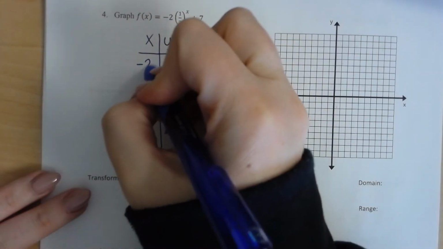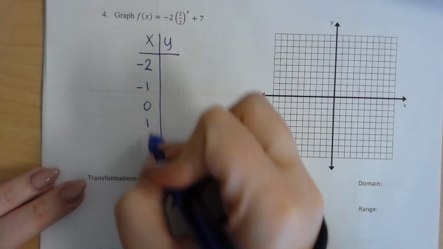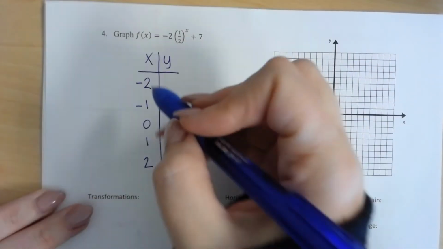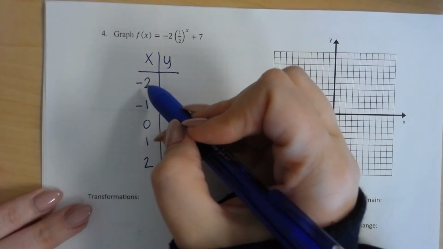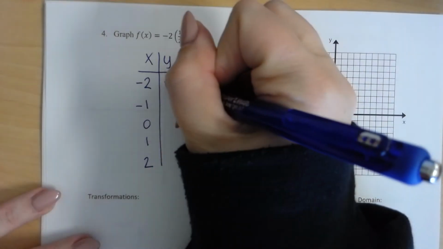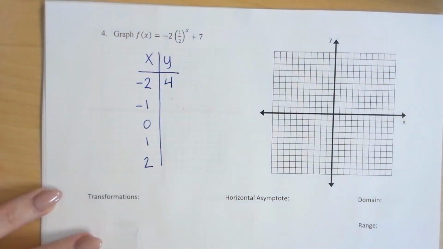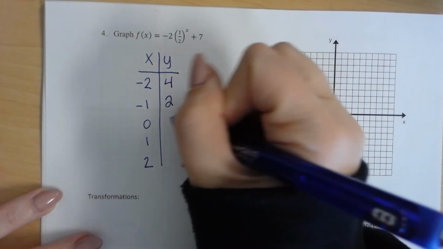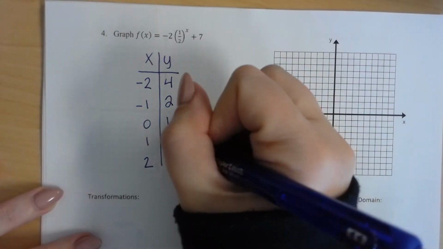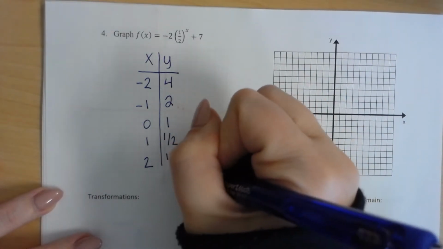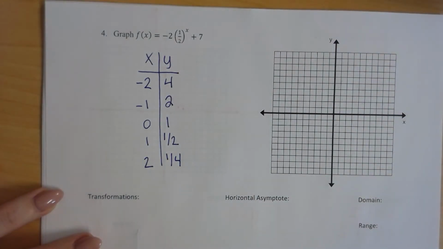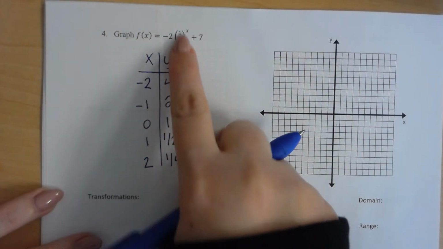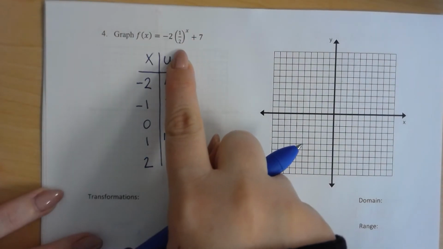So -2, -1, 0, 1, 2. Now because it's a 1/2, when I raise a 1/2 to the -2, that means that 1/2 is going to flip and we're actually going to get 4. 1/2 to the -1 would be 2. 1/2 to 0 is 1. 1/2 to 1, 1/2 to the second. So as you can see, instead of getting bigger, like in our other problems, it's getting smaller. So this is a decay problem because this 1/2 is going to make it go down.